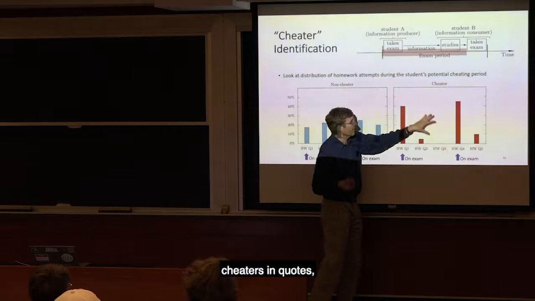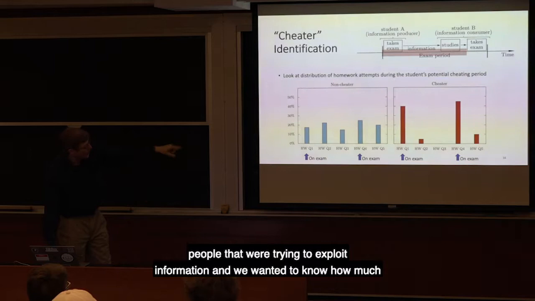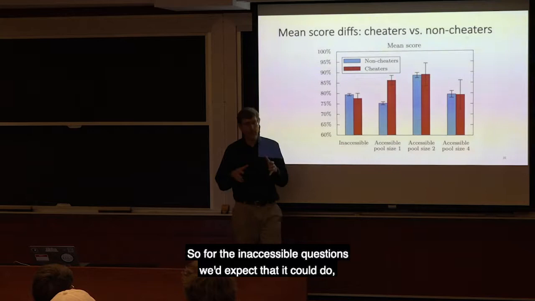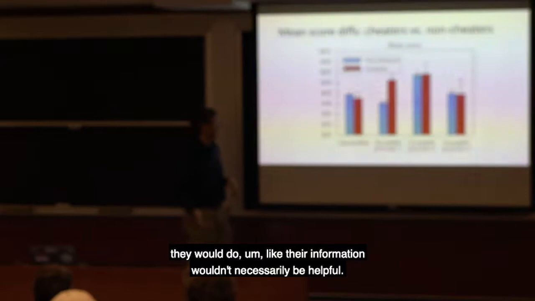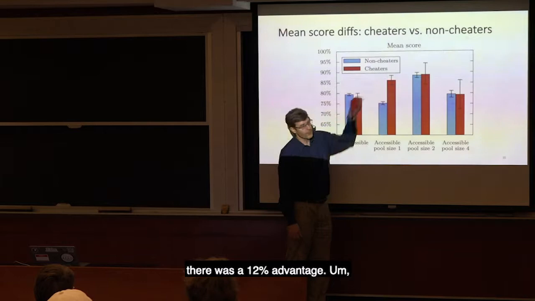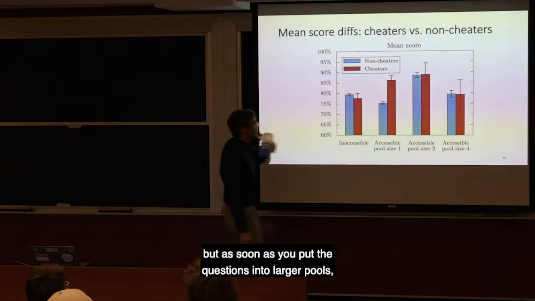And we wanted to know how much better did those students do on the exam. We could break this up by the type of question. For the inaccessible questions, we'd expect their information wouldn't necessarily be helpful. So on average, they were slightly weaker on the inaccessible questions, but on the questions where they all got the same version, there was a 12% advantage. But as soon as you put the questions into larger pools, that advantage largely disappeared.